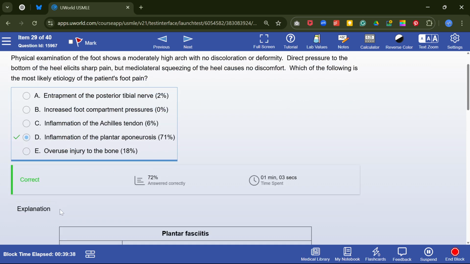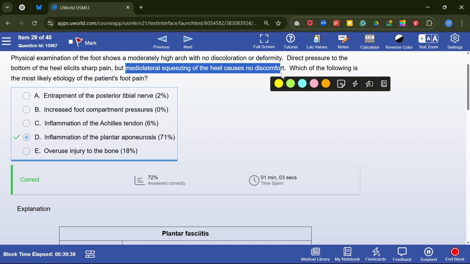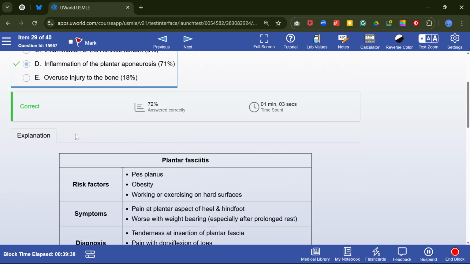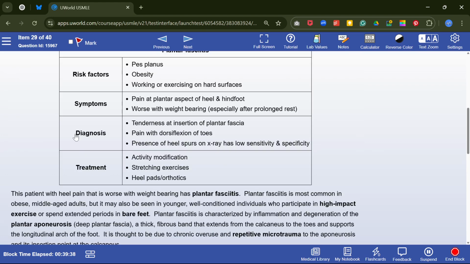Is it plantar fasciitis? A mediolateral squeezing happens in calcaneal stress fracture. Posterior tibial nerve entrapment is tarsal tunnel syndrome. And Achilles tendinopathy does not cause this type of thing. Okay.